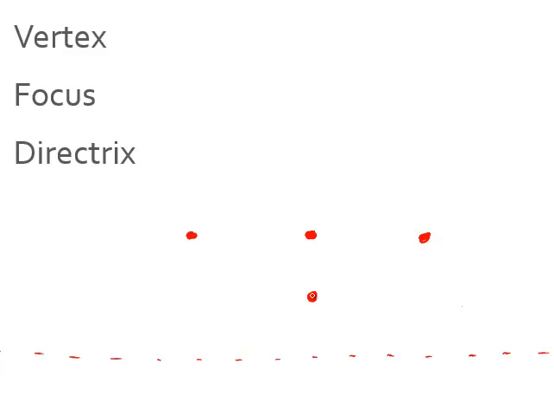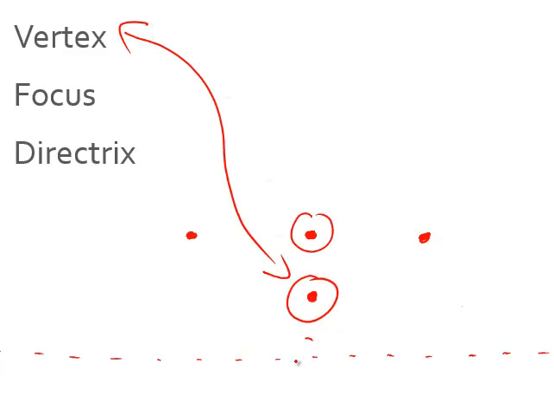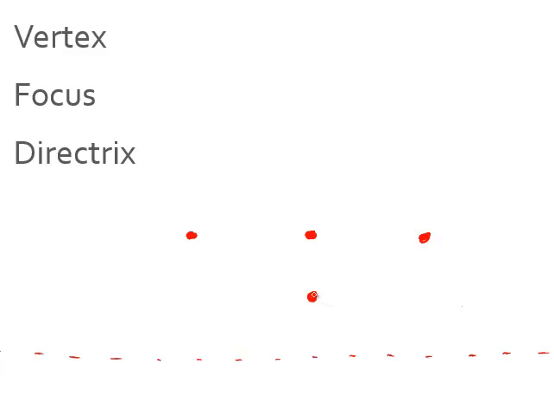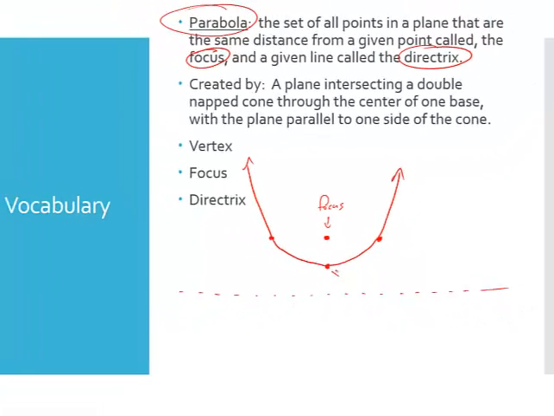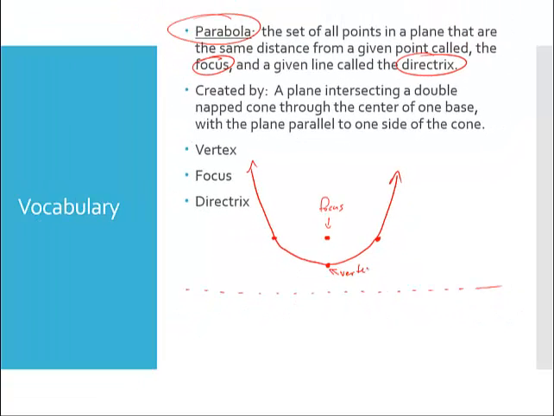So from your vertex, this is called your vertex. That right there, the point in between your focus and your directrix, is your vertex. So from your vertex, connect your dots together to create your parabola. So this right here is the focus. This right here is your vertex, and this line is your directrix.